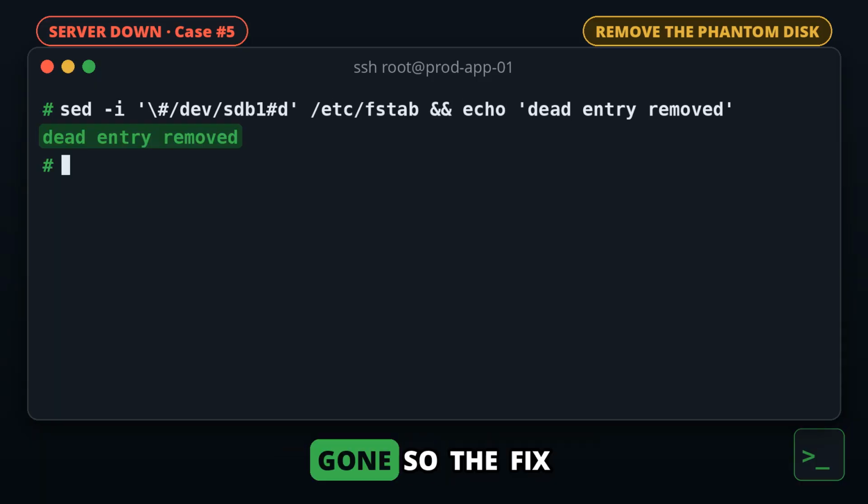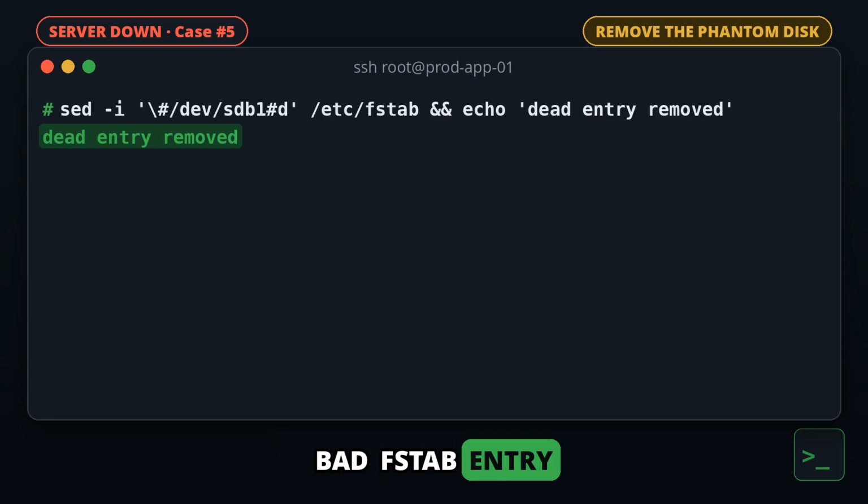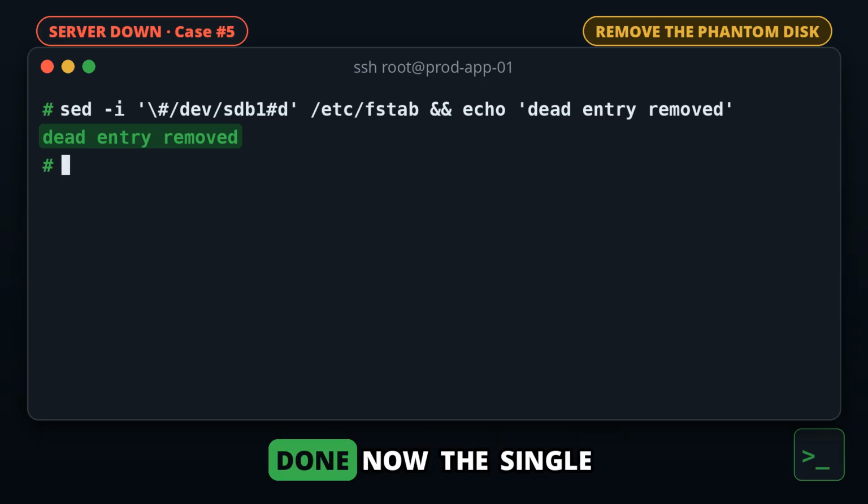The disk is genuinely gone, so the fix is to take it off the checklist. This one line deletes the bad fstab entry. In real life, you would open the file in an editor, but this does the same thing, and it tells us when it is done.